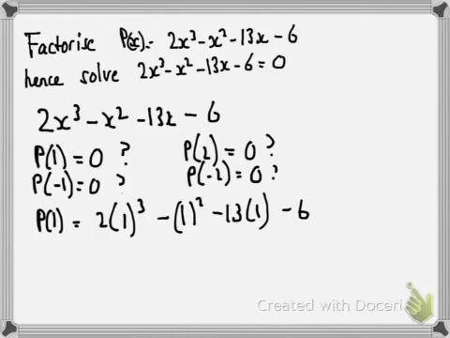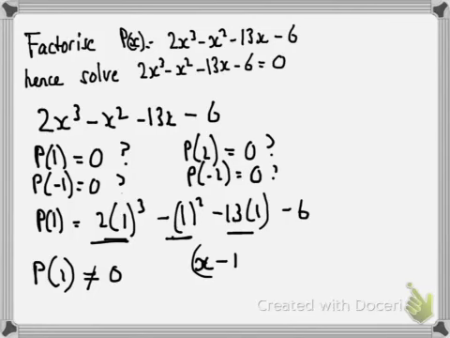Now, I mean, you can work this out if you like, but you can look at it straight away and say, look, I'm not going to get 0 out of that. That's going to be 2 there, negative 1, negative 13 take 6. So it's just not going to be 0. Okay? So I can tell straight away from that P of 1 is not equal to 0. Therefore, that would mean that the opposite of 1, that is x minus 1, is not a factor. Okay, so that's established.